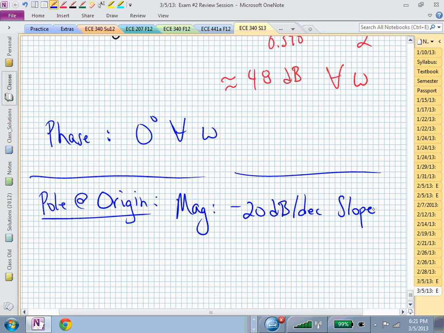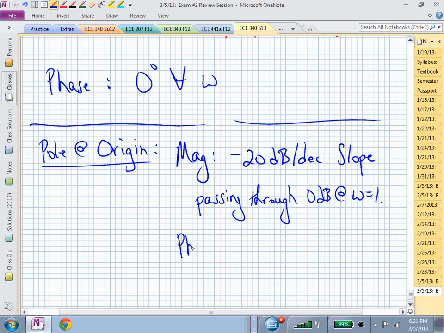But now where do I pin that on the plot? So now just go back to your birthday party where you pin the tail on the donkey. Now that tail is this sloping minus 20 dB per decade line, and you can pin it on the donkey at 0 dB and omega equal to 1. So this sloping line is going through 0 dB at omega equal to 1. And what's the phase contribution of that pole at the origin?